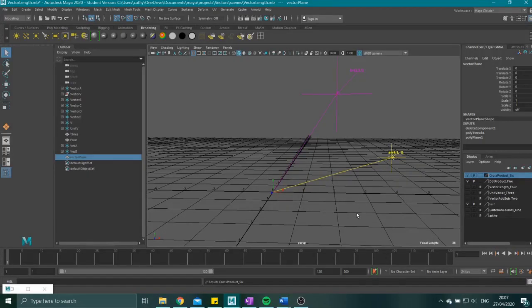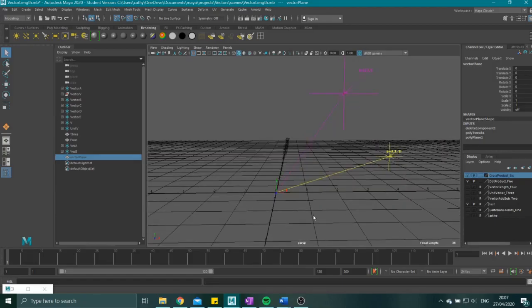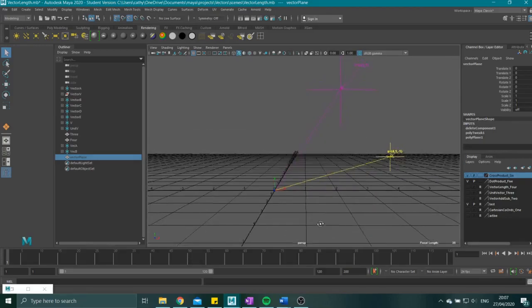Next, we're going to be looking at multiplying vectors. There are 2 different ways of doing this: the dot product and the cross product. First we're going to be looking at the dot product. We use the dot product in order to calculate the angle between 2 vectors. So we're going to have a look at that now using these 2 vectors that I've created.